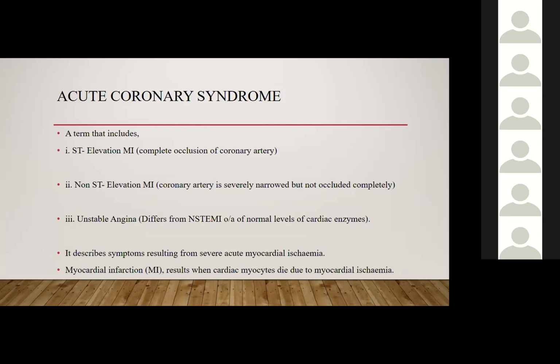When the results come and already you've made a diagnosis of acute coronary syndrome, all you want to do now is to know what type of acute coronary syndrome the patient has, because your definitive management is actually going to be based on which type of acute coronary syndrome the patient has.